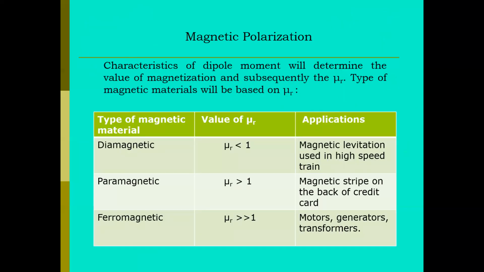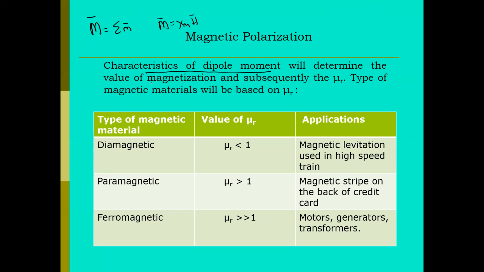Right. So then mu R will be used to determine the type of magnetic material. And as we have mentioned here, this mu R will basically depend on the characteristic of the dipole moment, because we have seen previously that the M vector, the magnetization vector, will depend on your dipole moment. And we have then seen that the relationship with H, the field intensity H, is given by M equals kappa M of H.